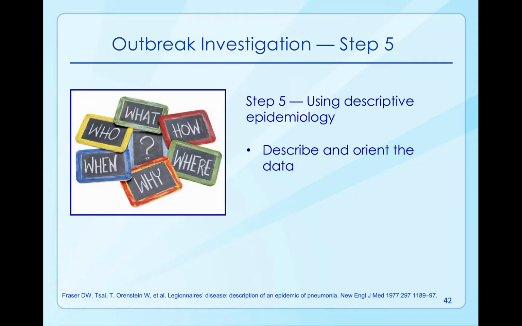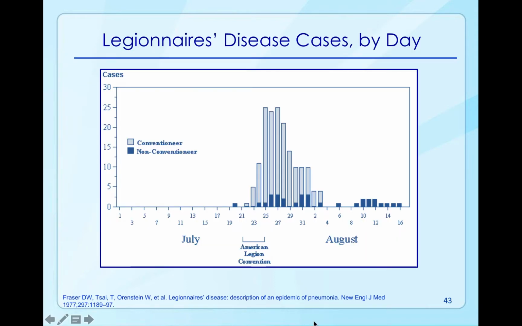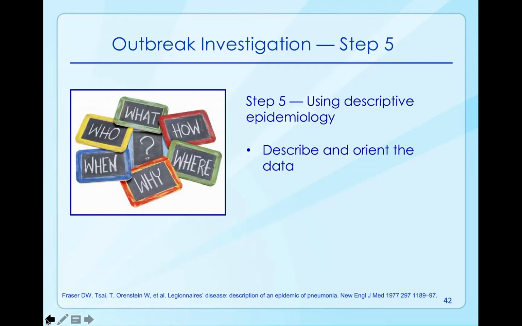Step 5 involved using descriptive epidemiology to describe the Legionnaire's disease and orient the data. They identified who, what, where, when, why, and how. After these were identified, the epidemiologists proceeded to study the dates, the times, and the places and persons involved.